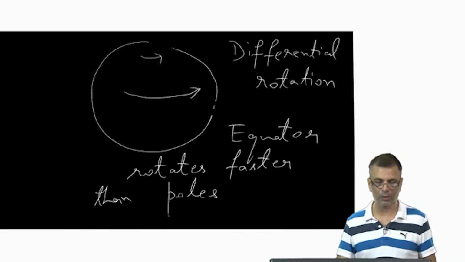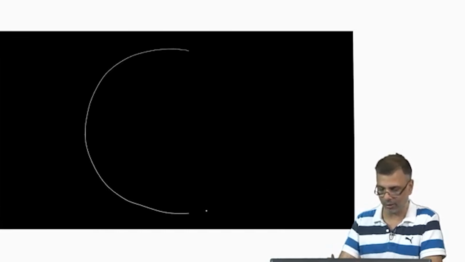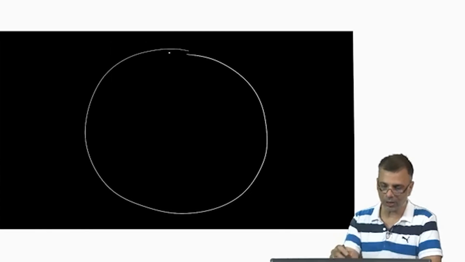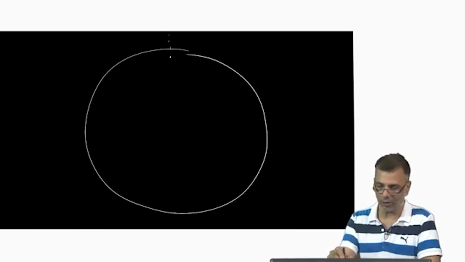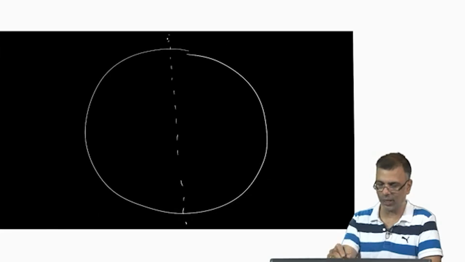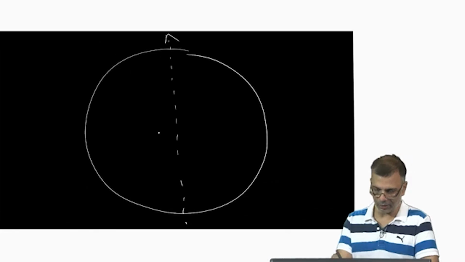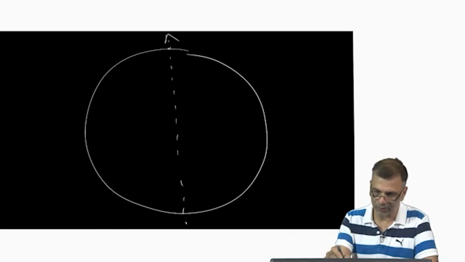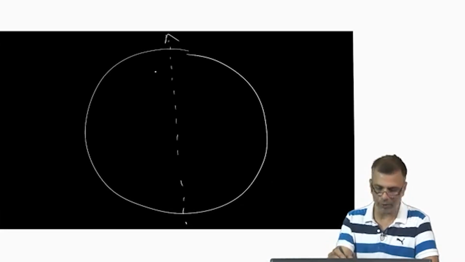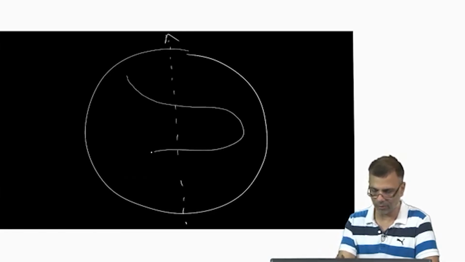Now what does this do for us? Again, let me try to draw a circle like that. Imagine an initially z-directed magnetic field. You always have to start with a seed field. Now the equator, this part, is rotating faster than this part. So what will happen is this field will get distorted into something like this.